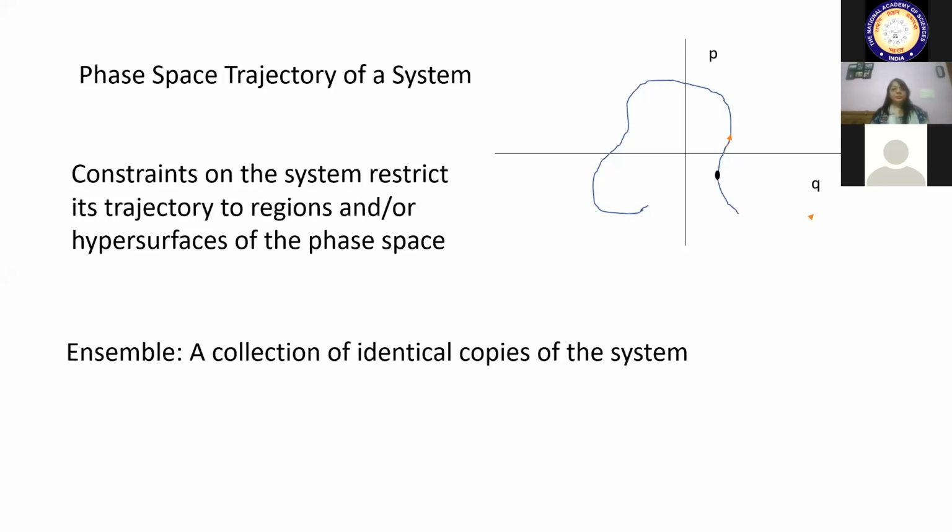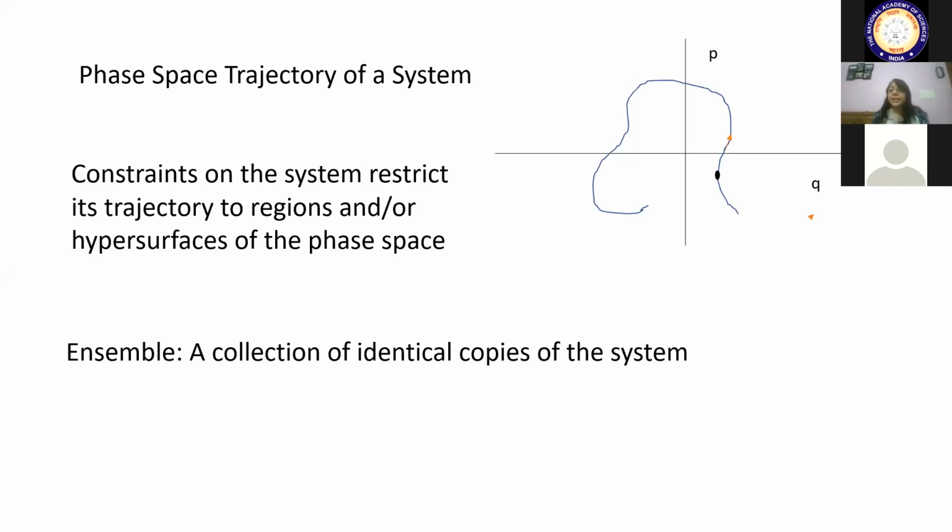Right? So then, day before yesterday, I spoke about ensemble, and all this is directly connected together. Ensemble is a collection of identical copies of the system. I'm intentionally using this particular slide so that you're able to connect that every talk is ultimately leading you to the same understanding level. It's not that you're running in different directions. What is a collection of identical copies of the system? You have a system. Now you can do one thing.